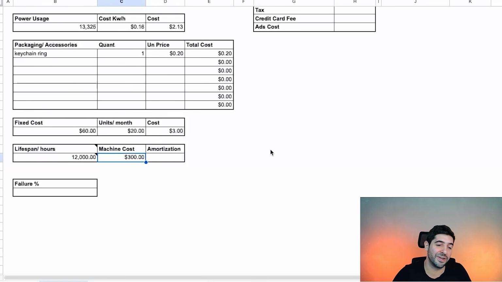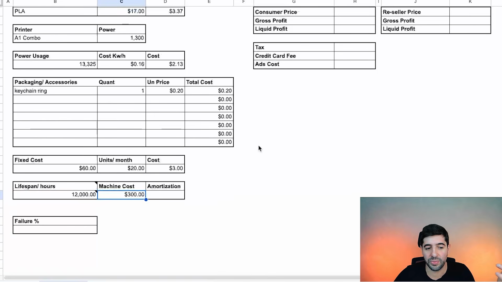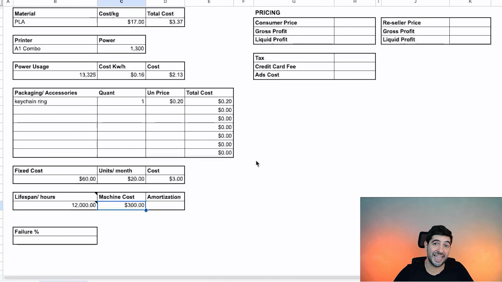And the cost of an A1 combo would be roughly around $300. I need every hour printed to pay me something in order for me to buy my next printer. In this case, we're talking about 51 cents that these axolotls need to contribute for my next print.